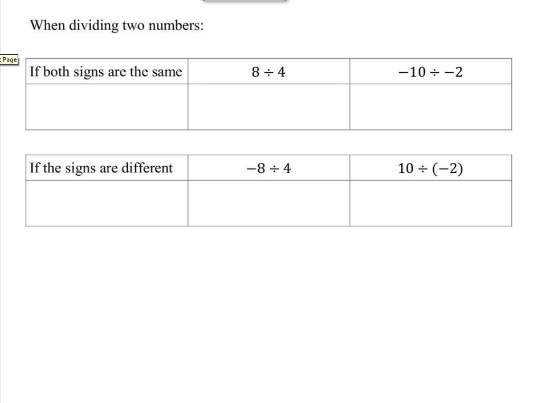When dividing two numbers, if both signs are the same, it's always positive, so you get a positive result. And if the signs are different, you get a negative result. So 8 divided by 4 is positive 2. Negative 10 divided by negative 2 is positive 5. Negative 8 divided by positive 4 is negative 2. Positive 10 divided by negative 2 is negative 5.